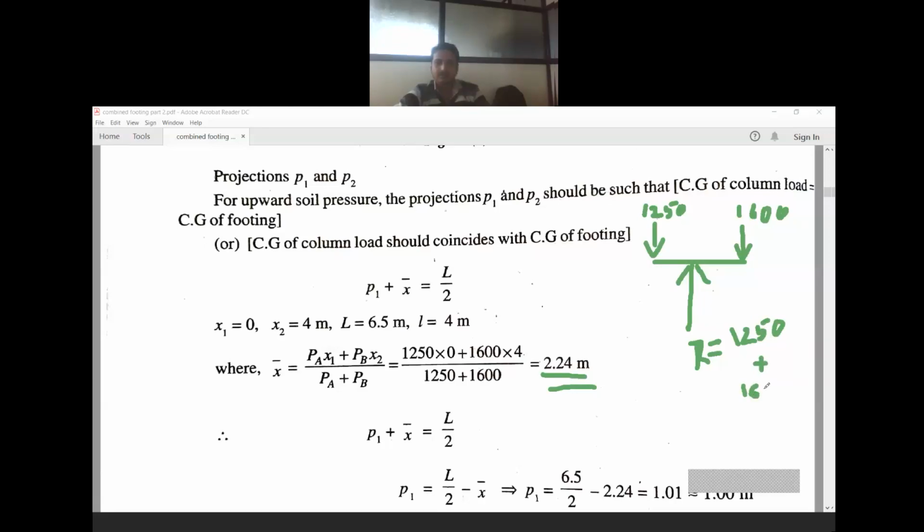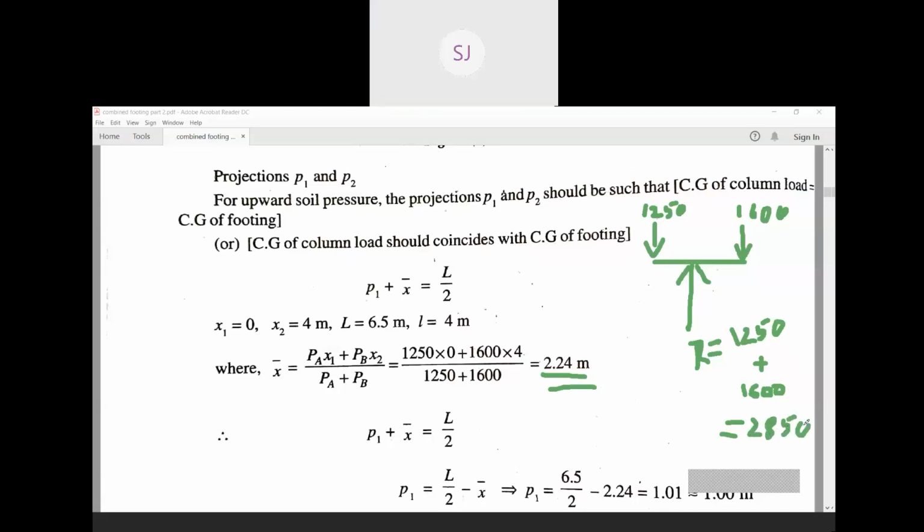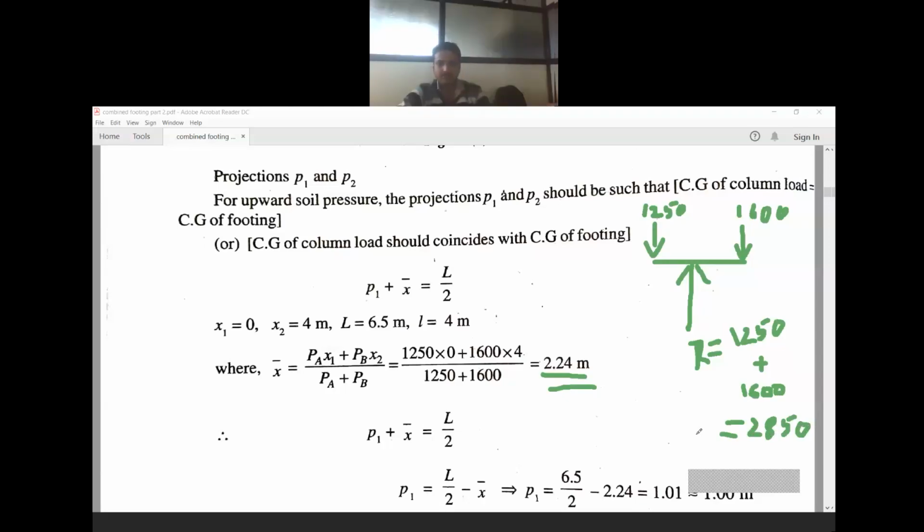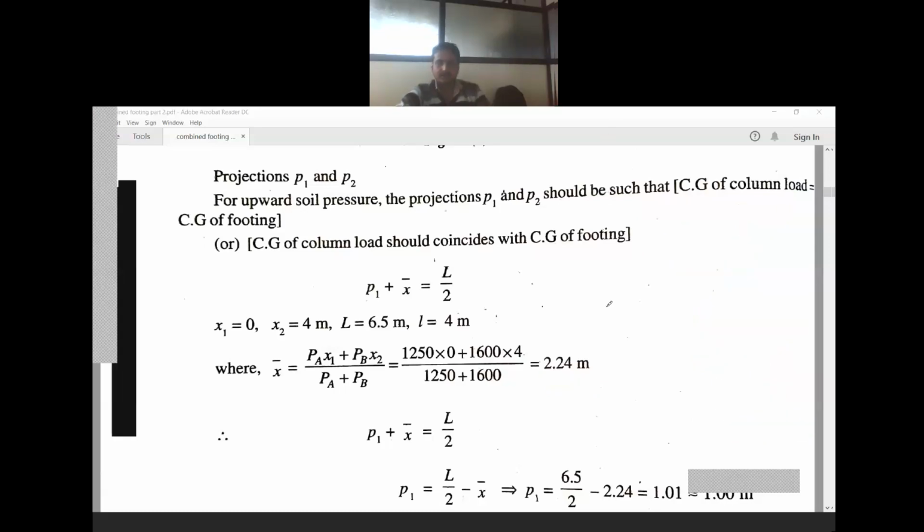How much? 1250 plus 1600, how much? I'm waiting for you. 2850. Okay, 2850. So the value is 2850. So I shall clear all these things. I will write it once again.